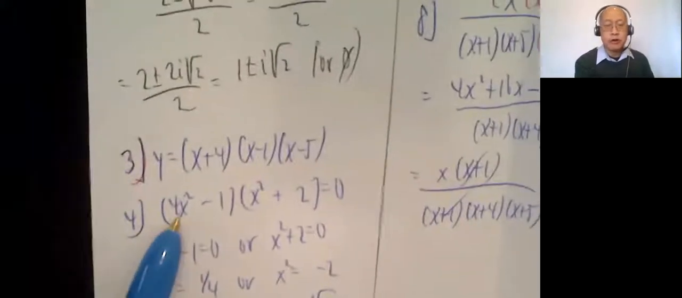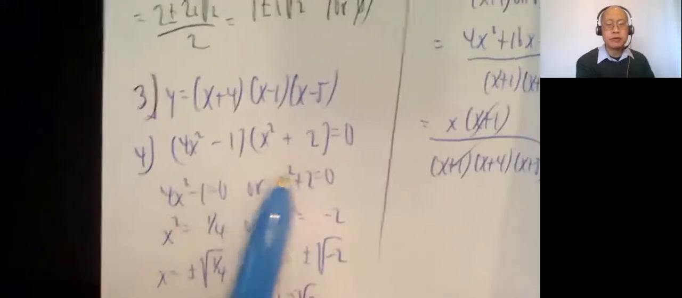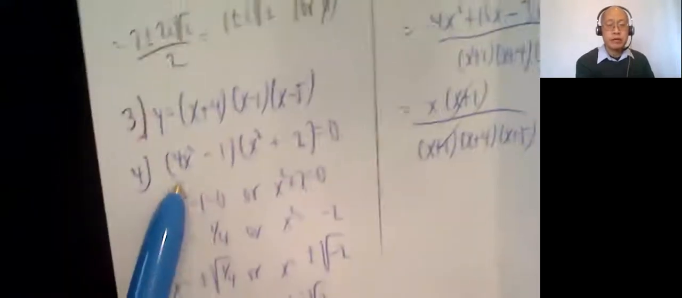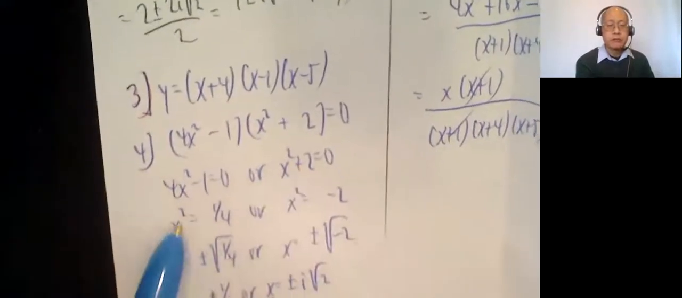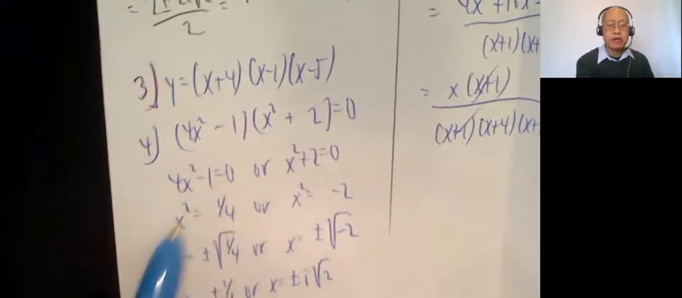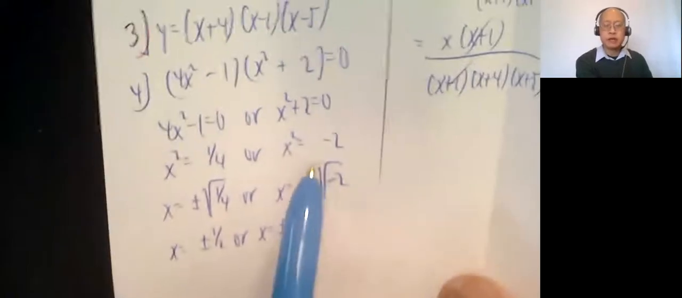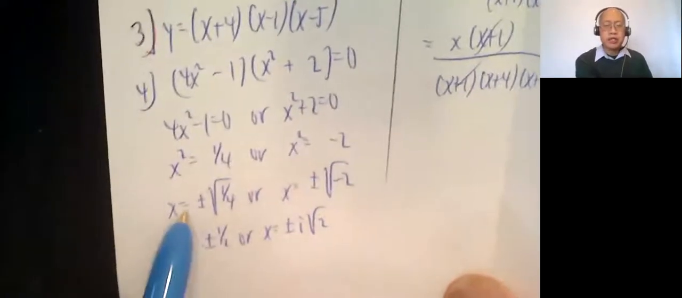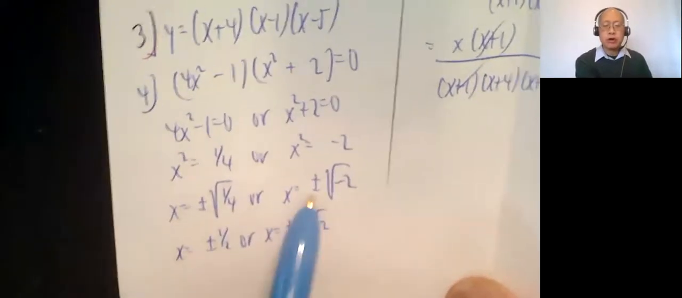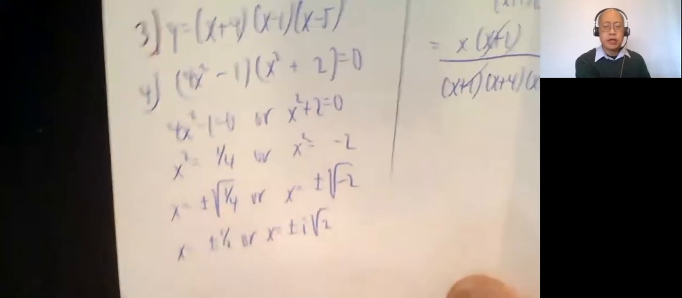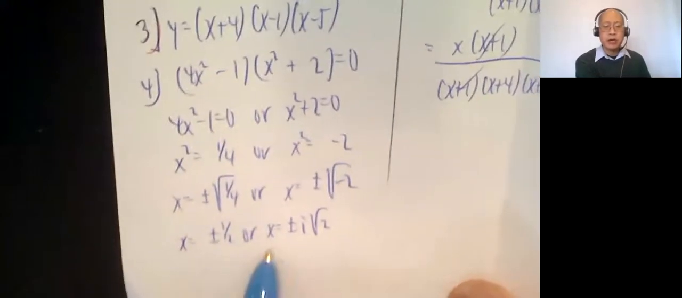Number 4, factor 4x squared minus 1, x squared plus 2 equals 0. That means either this is 0 or this is 0. A little bit of algebra, add 1, divide by 4, x squared is 1/4. Subtract 2, x squared is negative 2, so that's going to involve i. So x is plus or minus the square root of 1/4, or plus or minus the square root of negative 2. X is plus or minus a half, or x is plus or minus i radical 2.